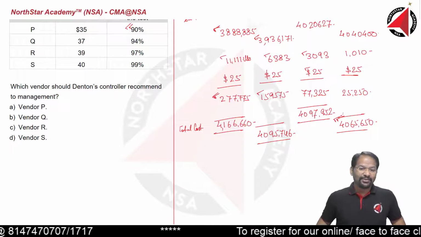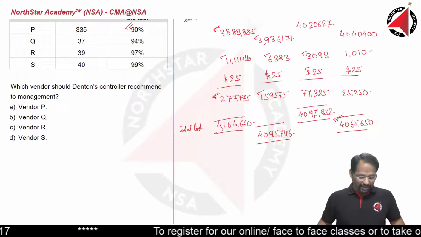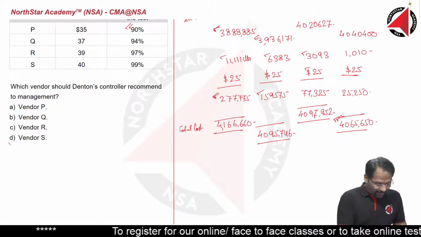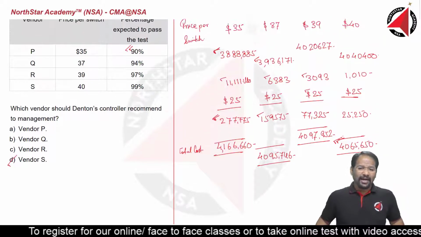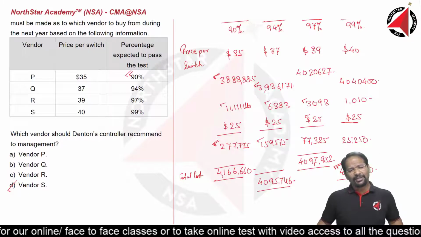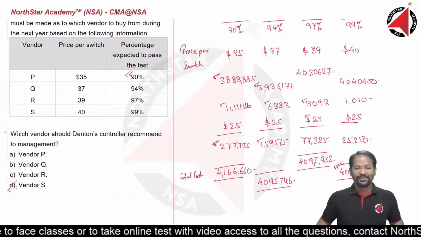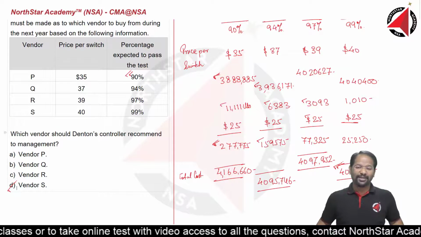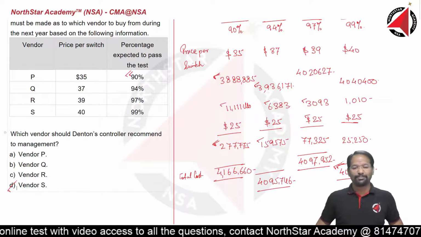So the question is, which vendor should Denton's controller recommend to the management? Vendor S should be recommended to the management because it has the highest percentage of units that would pass, and the total cost comes down to the minimum compared to all the other vendors. This is an important question from the exam, mark it very important.